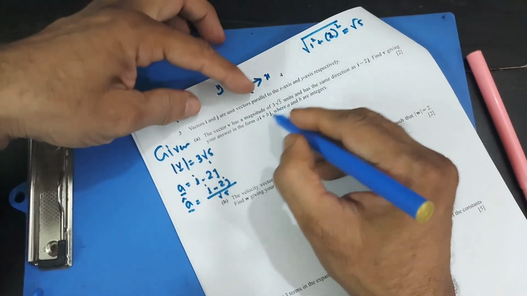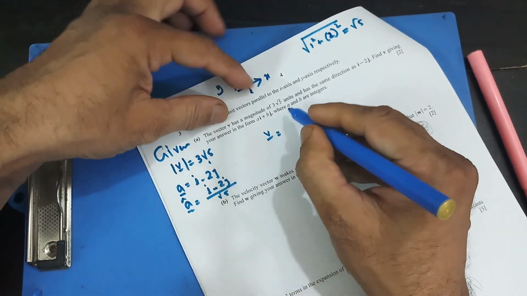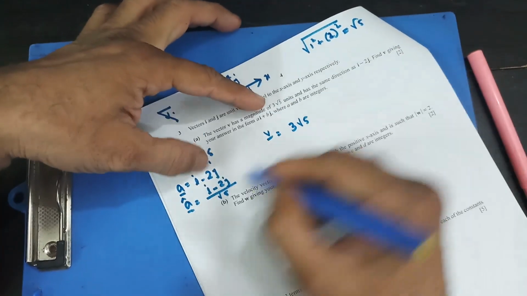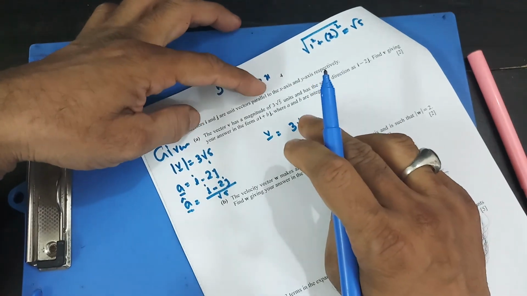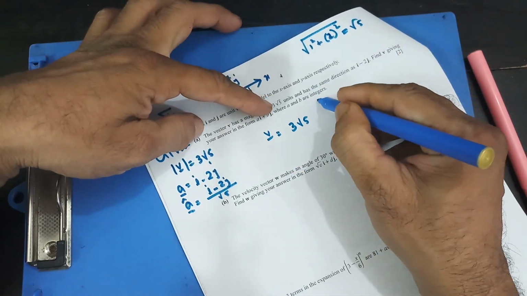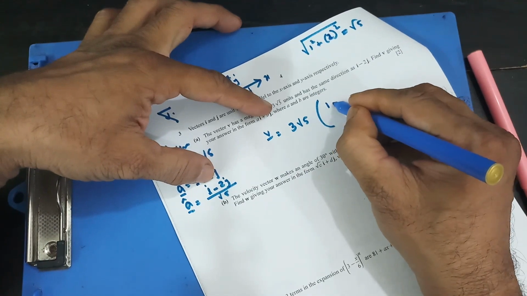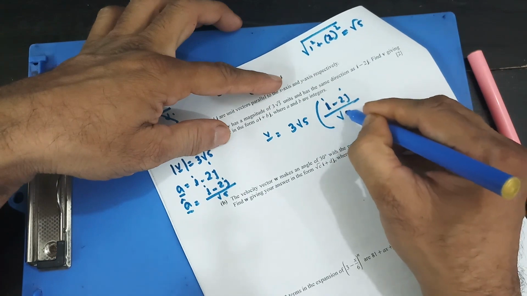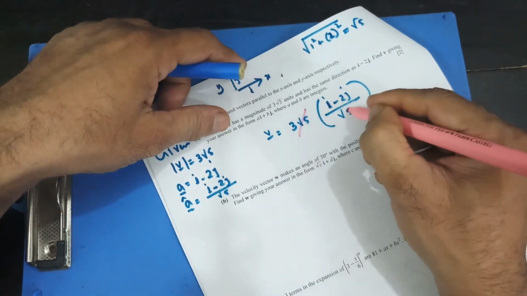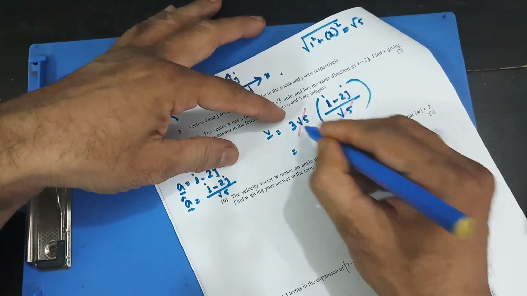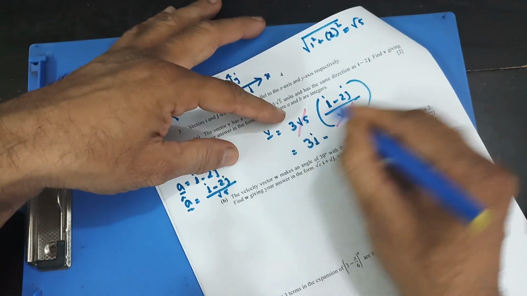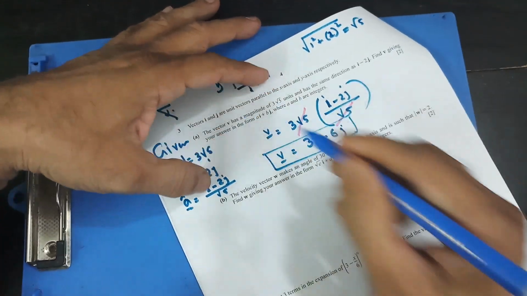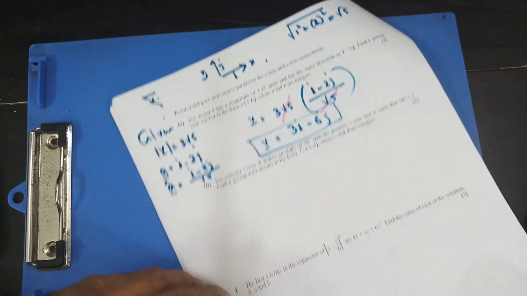So this vector v has magnitude 3 root 5 and is parallel to that, so this is the speed or magnitude, and then I multiply with this unit vector, which is i minus 2j over square root of 5. The square root of 5 and square root of 5 cancel out, so it's going to be 3i minus 6j. That's my vector v, which is what they asked to find. Okay, so this is done.